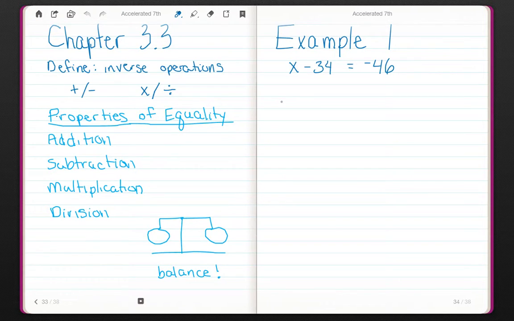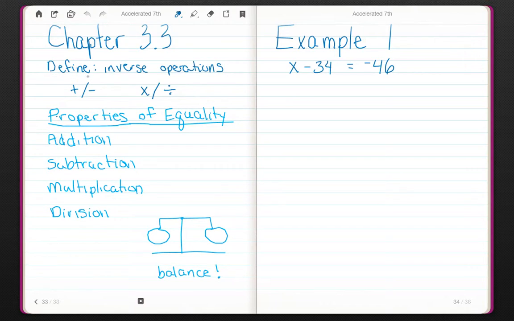Chapter 3.3, Solving One-Step Equations. Today we're going to talk about how we solve one-step equations. We've been working with expressions with variables, and now we're going to work with equations with variables.